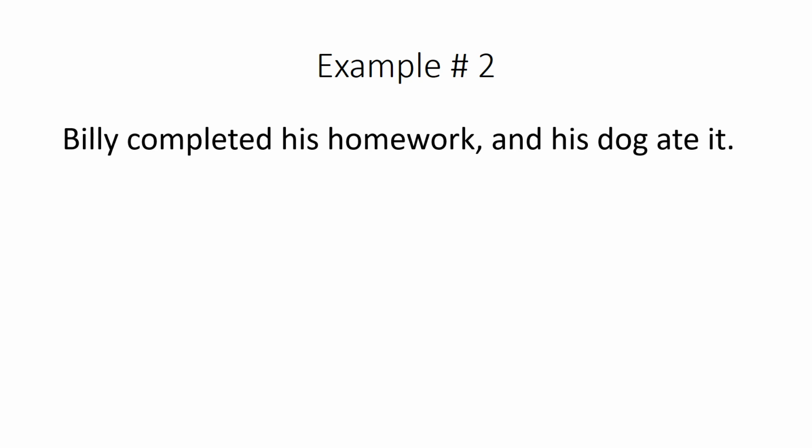Example number 2. Billy completed his homework and his dog ate it. So Billy is the first subject, completed is the verb, completed his homework is the predicate. So you have a subject and a predicate. Dog is the second subject, ate is the verb, ate it is the predicate. Now notice I didn't highlight his. His is called a possessive pronoun. So dog is the subject. So you have another subject and another predicate. So you have 2 independent clauses, and the word and is the coordinating conjunction in this sentence. So here is another example of a compound sentence.